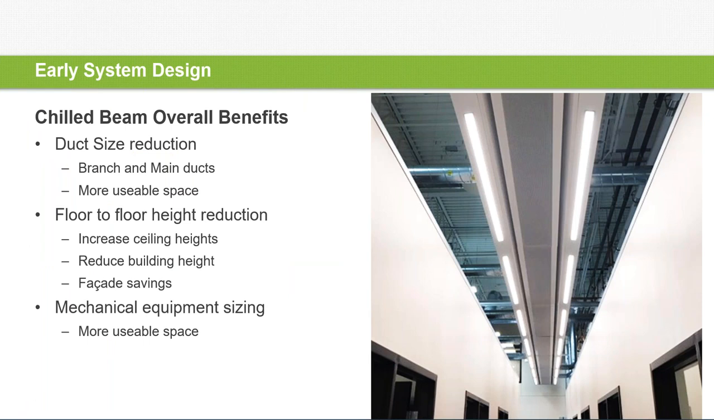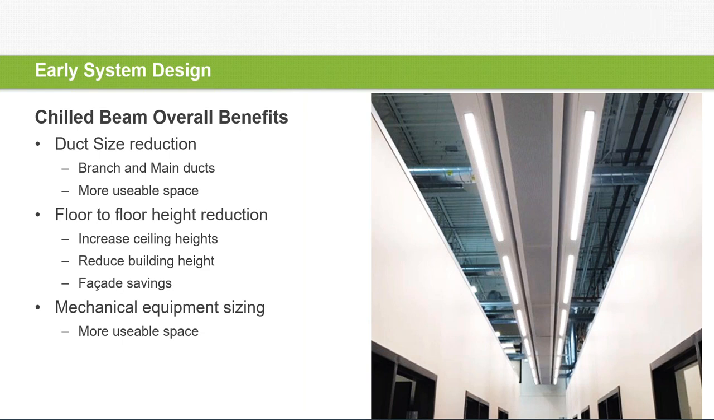And a little bit of a random side here, but just to go over the benefits of chilled beams again, a couple of benefits that take place when you do consider a chilled beam system: we're able to reduce the duct size of both the main and the branch ducts. So all the ducts can be reduced across the building. That can allow you to get more usable space, both in your ceiling and at times even your floor plan, your footprint.